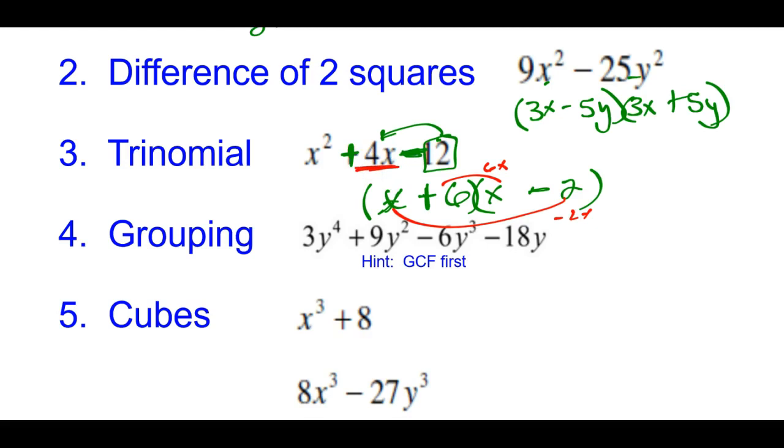The greatest common factor, factor by grouping, usually you take the first two terms, but I see a hint here, the GCF. So what's the GCF of this guy? 3y squared, leaving me with, no, not 3y squared, just leaving me with y squared.